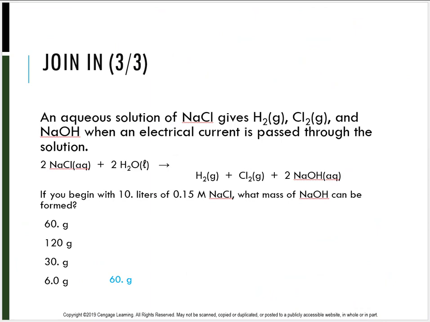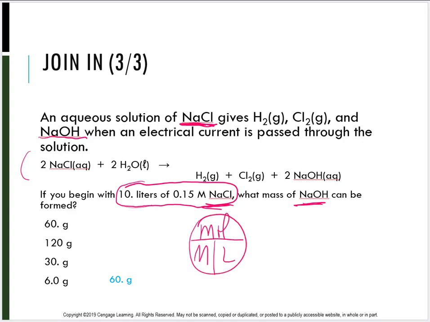See if you can set this one up. We've got an aqueous solution of sodium chloride, and it gives hydrogen gas, chlorine gas, and sodium hydroxide when an electrical current is passed through the solution. So here is our formula. If we begin with 10 liters of 0.15 molar sodium chloride, what mass of sodium hydroxide can be formed? See if you can get there.